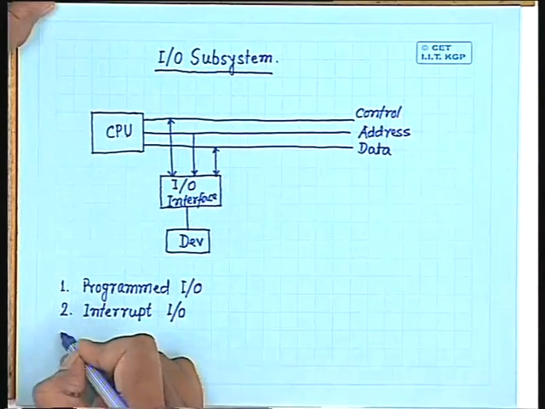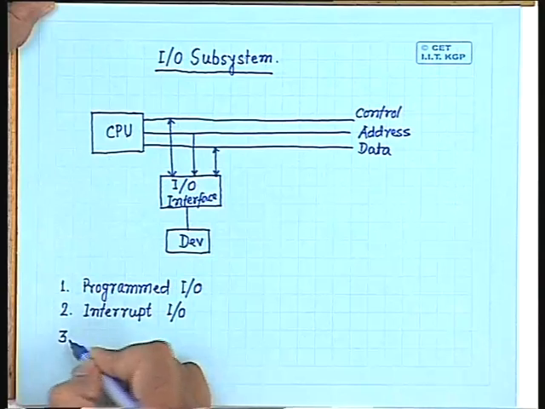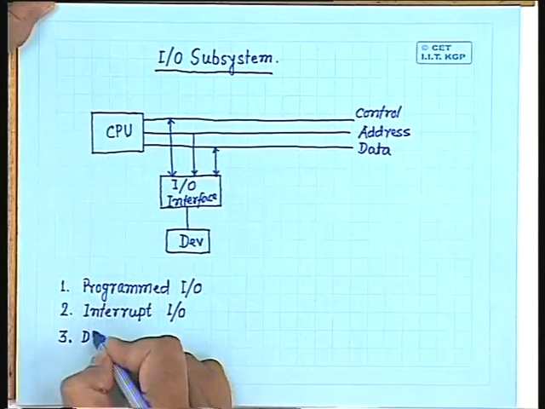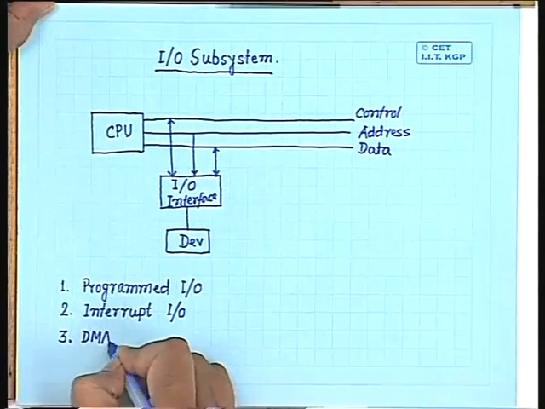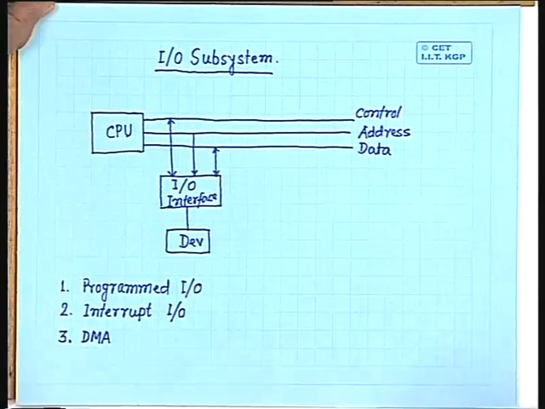And the third kind of I/O is what is called DMA or direct memory access. In this case, the data is transferred between the input-output device and the main memory directly by the DMA unit. The CPU does not come into the picture at all.